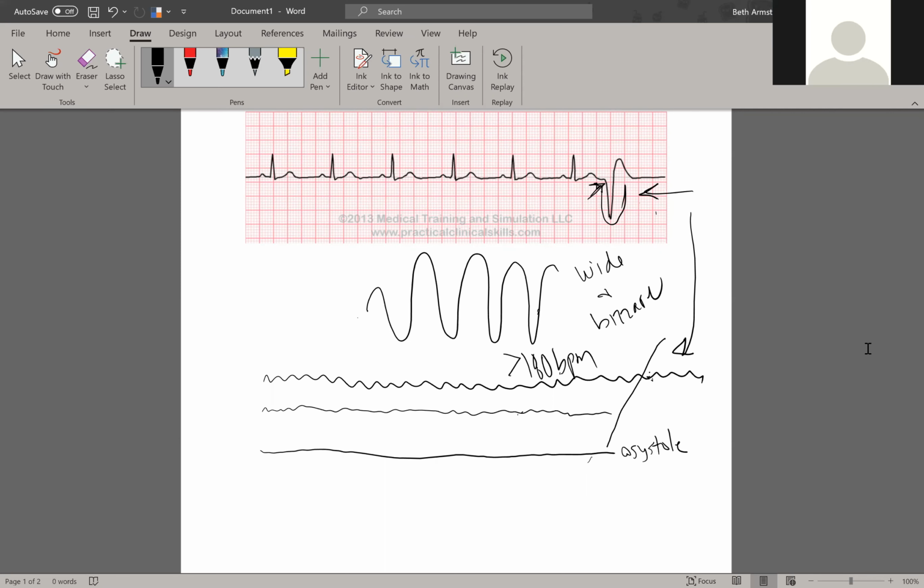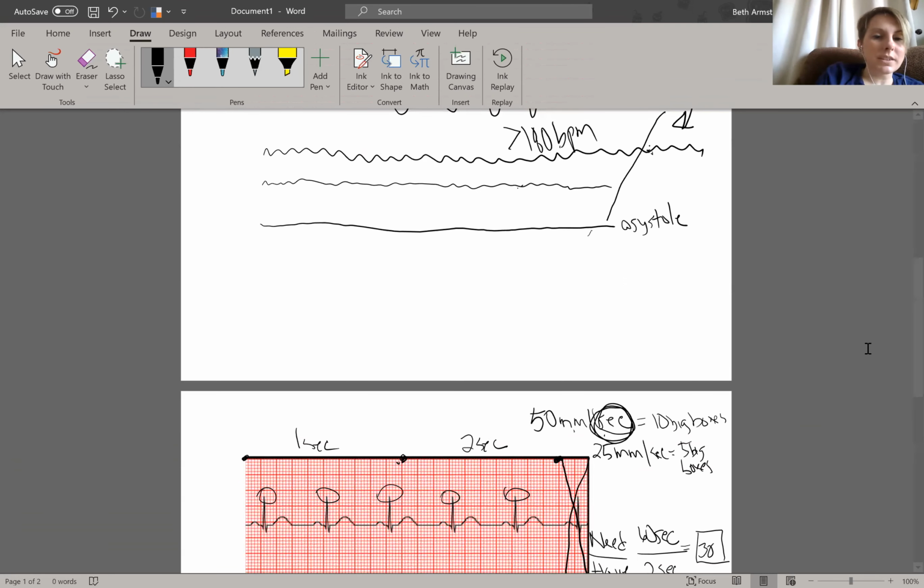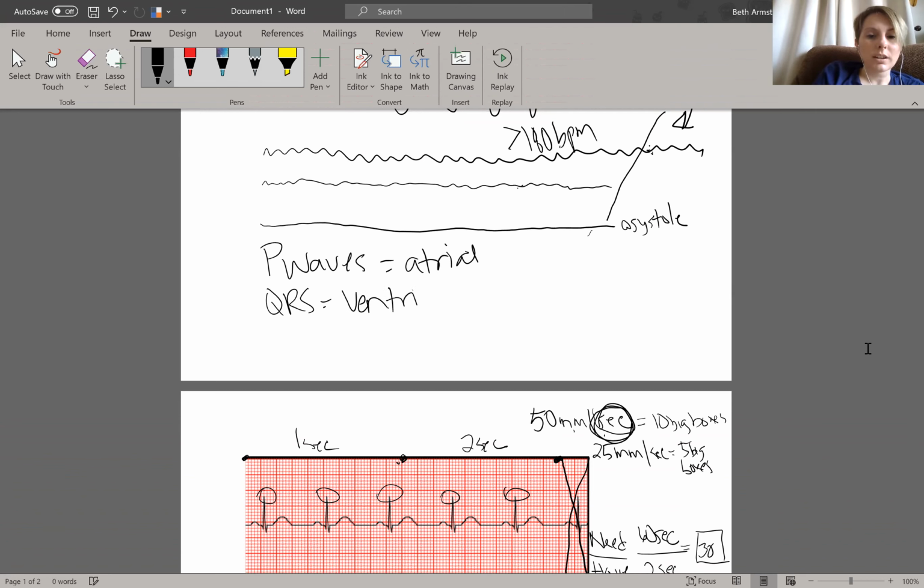So when something's wrong with the P wave, right? P waves mean atrial. QRS equals ventricular. Okay. So that kind of narrows it down for you guys when you are looking at what type of issues am I having with my animals, right?